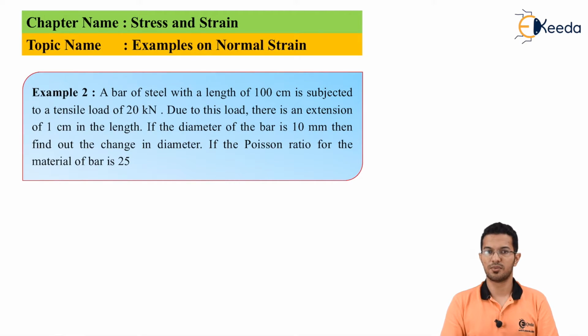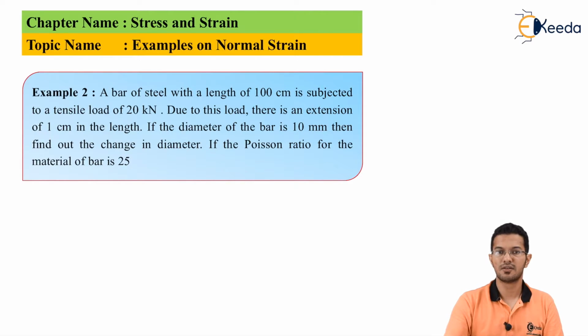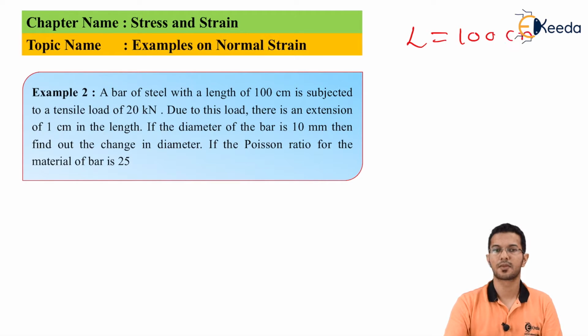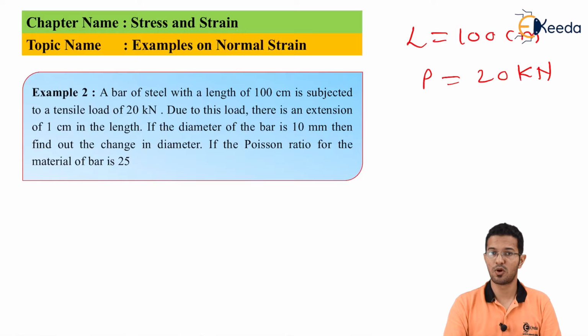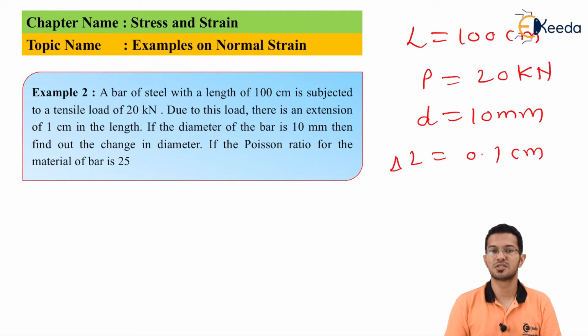Let's look into the solution part. Let's write down the given data. The length is given to us as 100 centimeters. The load P is given to us as 20 kilonewton. The diameter of the bar, which is small d, is given to us as 10 millimeters. The change in the length, which is delta L, is 0.1 centimeters. Also, the Poisson's ratio, which is mu, is 0.25.